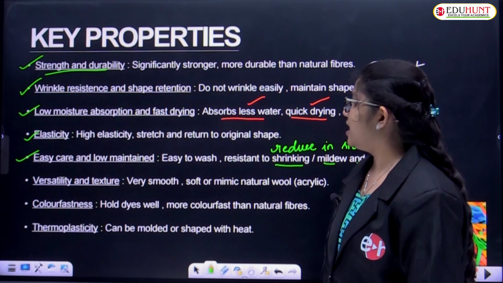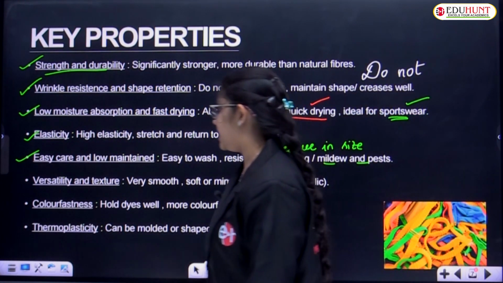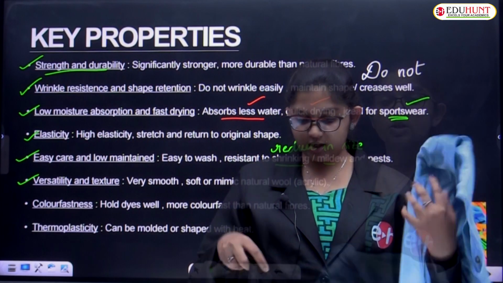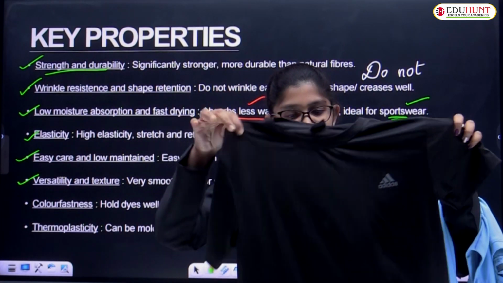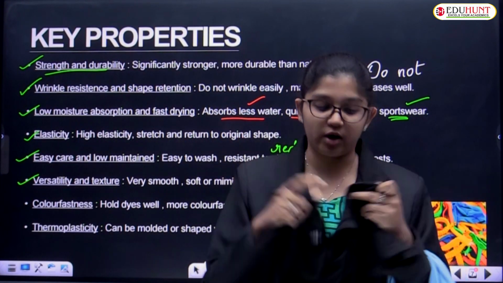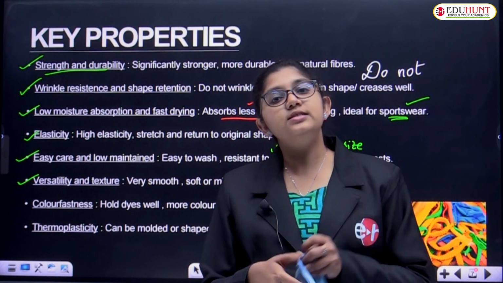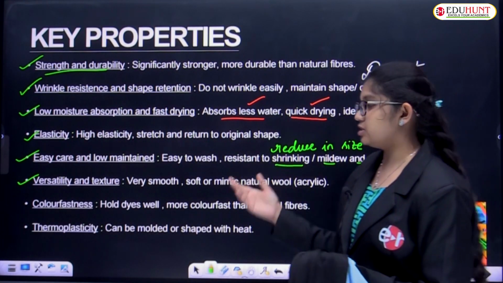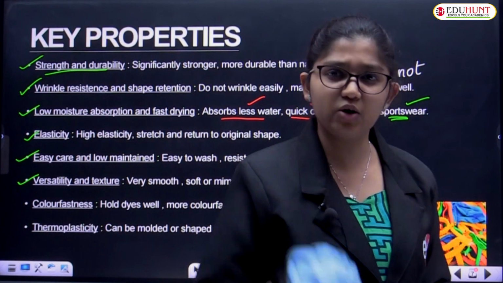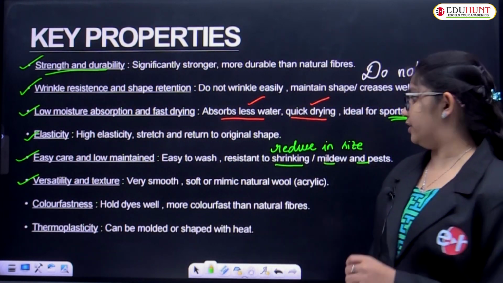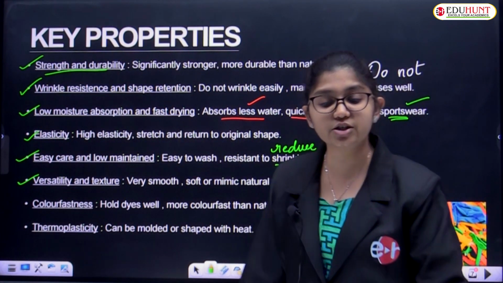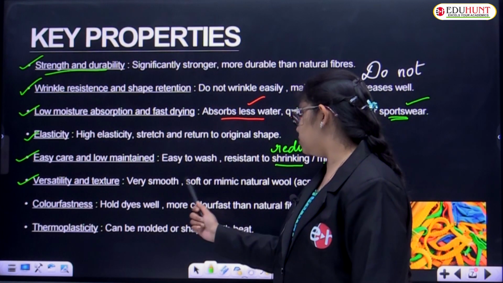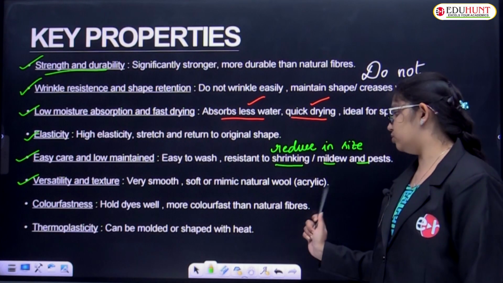Okay, children? Yes. Next, the key property is all about versatility and texture. Do you ever touch the cloth of this particular kind? These are very light in weight and easy to maintain, easy to wash also. These kinds of sportswear are made up of synthetic fibers only. They are very light in weight, easy to care, easy to wash, and they easily dry up. Yes, they dry up quickly. The texture is also very smooth. If you touch them anytime, they are very smooth and soft, or they mimic natural wool, such as acrylic.